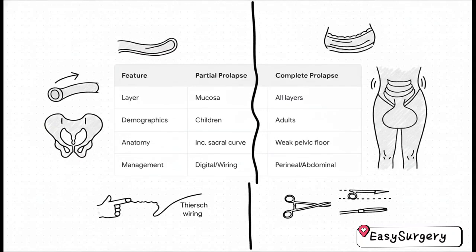Now contrast that with complete prolapse. This is a full thickness prolapse of all the layers. It strikes adults, usually stemming from a weak pelvic floor. And management? Well, that is entirely surgical, requiring either perineal or abdominal procedures.